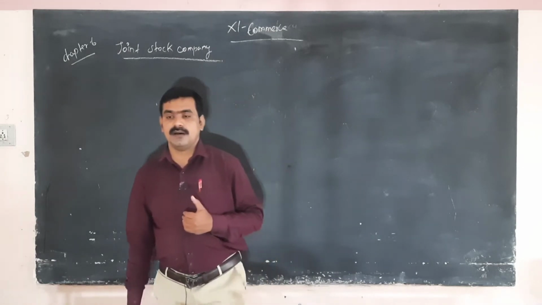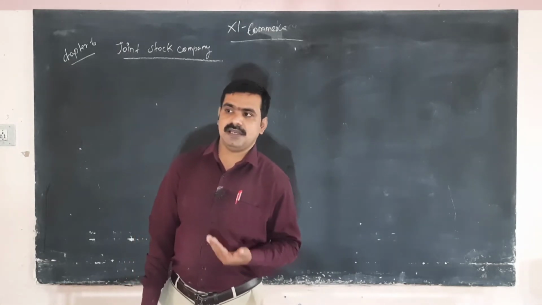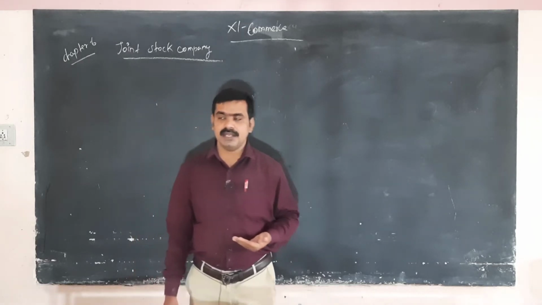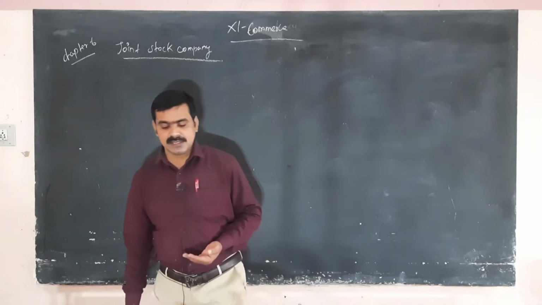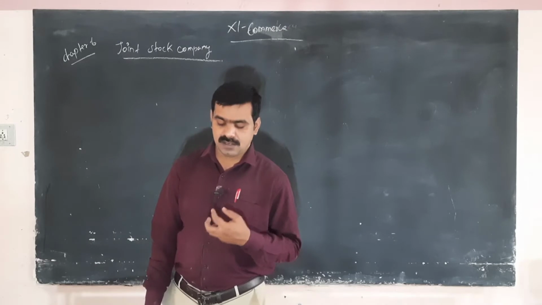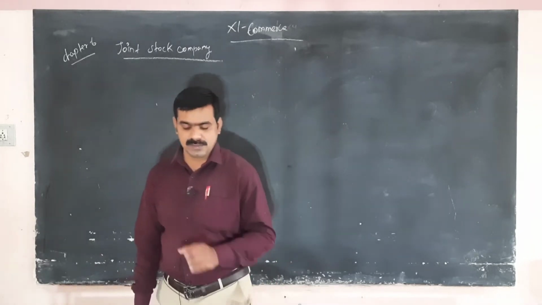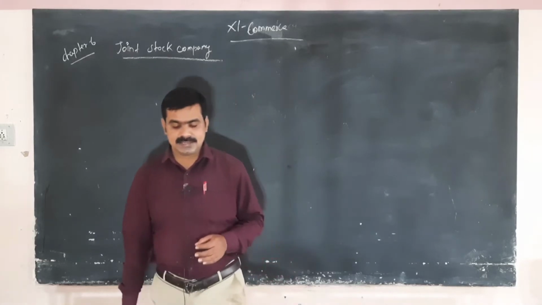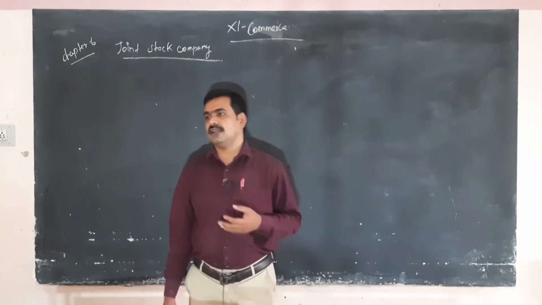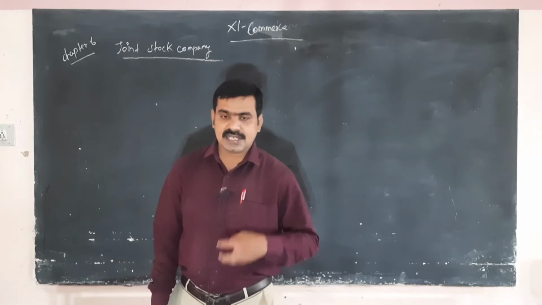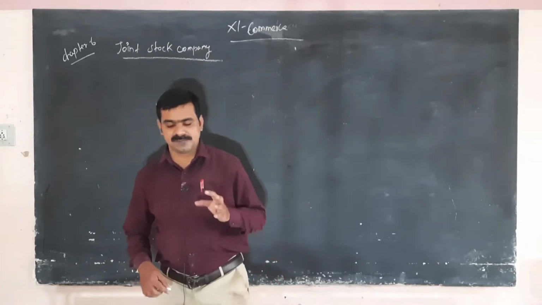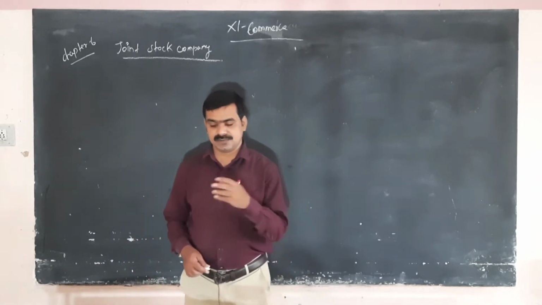For example, LIC, SBI, RBI, IDBI, GIC: these are statutory companies. They have autonomous status and need not use the word limited. They are formed under a special act and follow the articles of association.